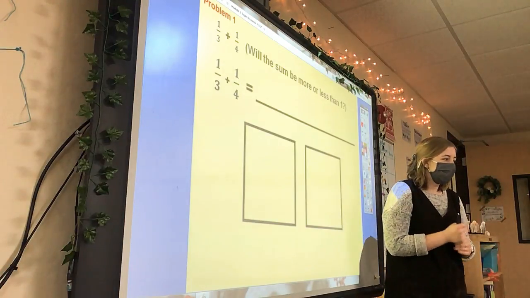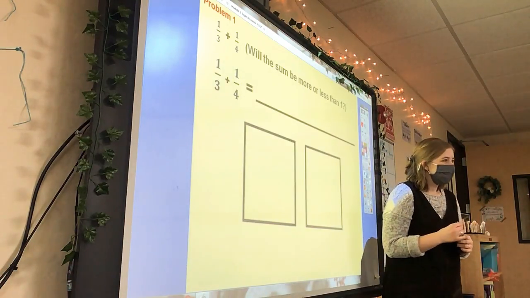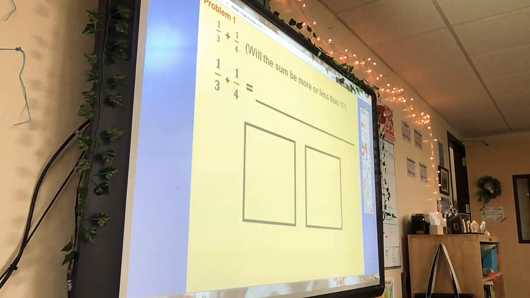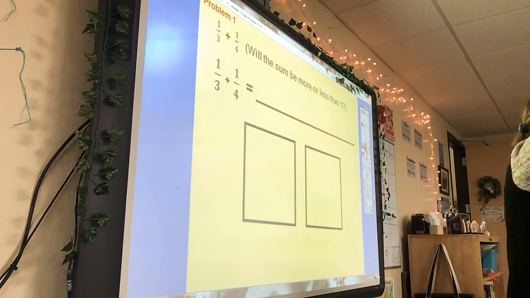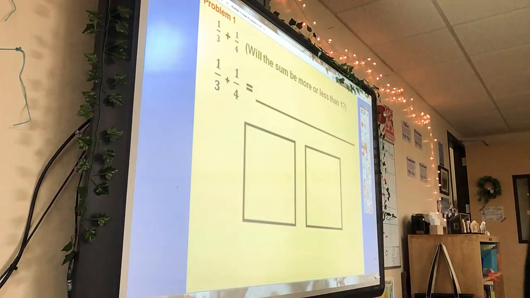We're thinking about it? If you have an answer, can you put your hand gently on your head? If you think it's yes or no, if you've got an answer, put your hand gently on your head. Will the sum be more or less than 1? If you have an answer to that question, put your hand on your head. Don't have an answer yet? That's okay. Keep working on it.